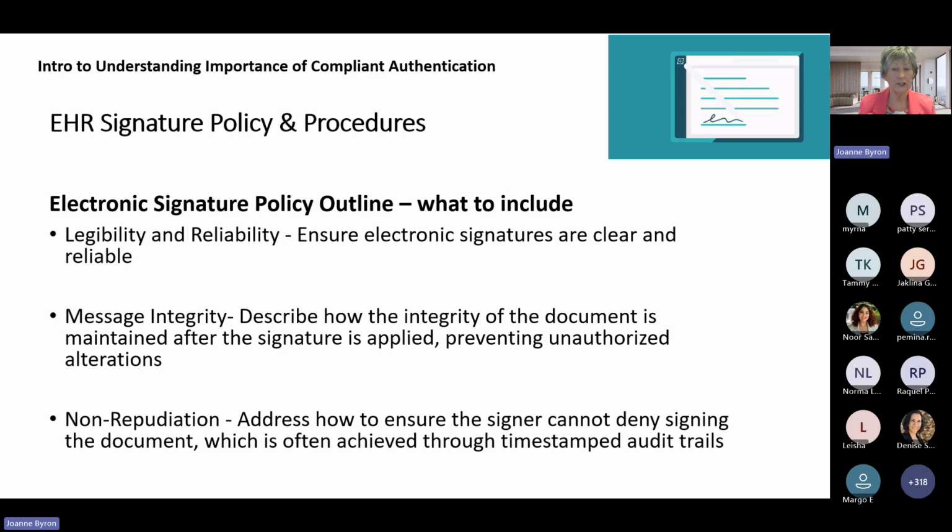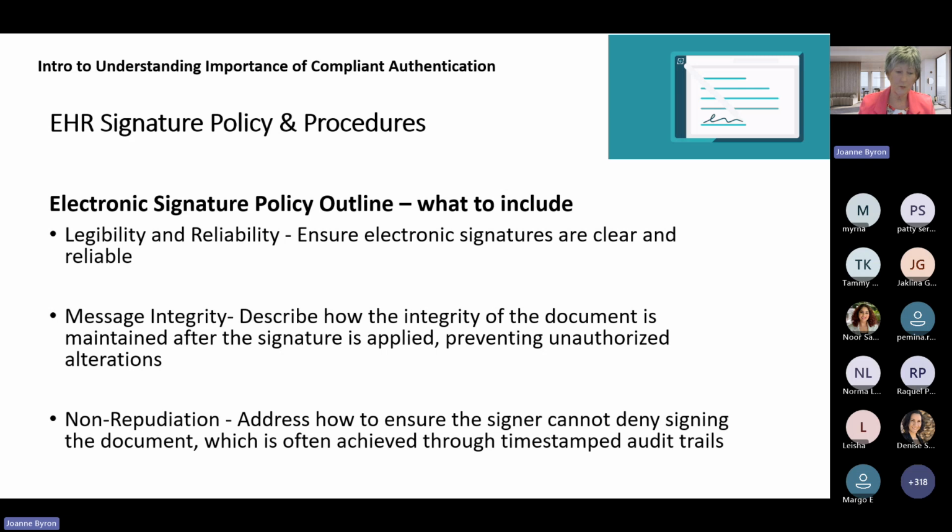Next is how your policy should ensure electronic signatures are clear and reliable, similar to handwritten signatures, which should mirror your handwritten policy. And if you don't have a handwritten signature policy, you should have one. Policy should demonstrate how the integrity of the document is maintained after the signature is applied, preventing unauthorized alterations. You also want to address how to ensure the signer cannot deny signing the document, referred to as non-repudiation. This is often achieved through time-stamped audit trails.